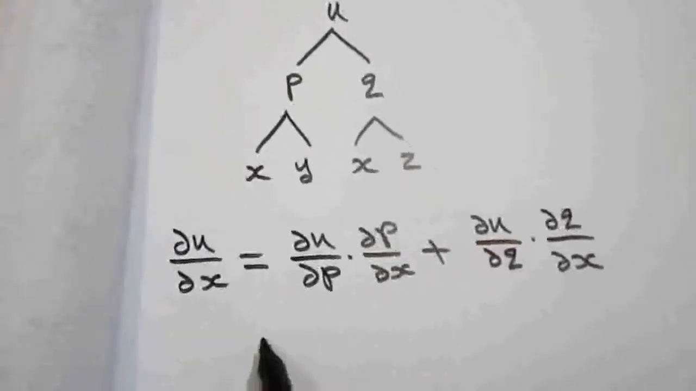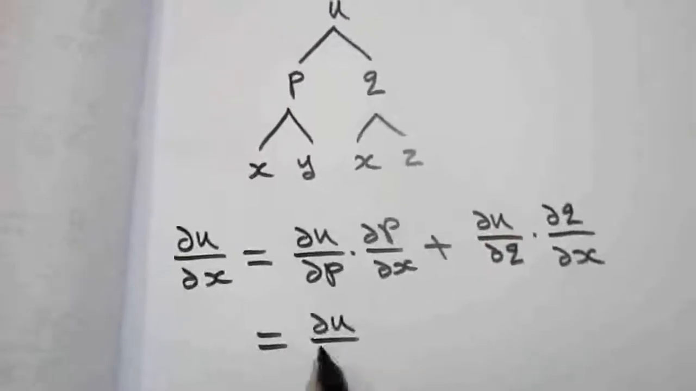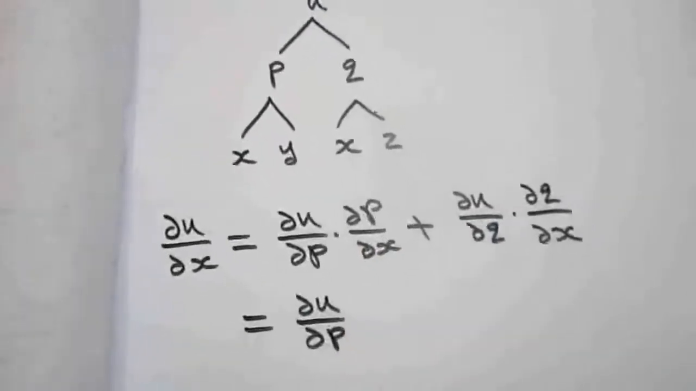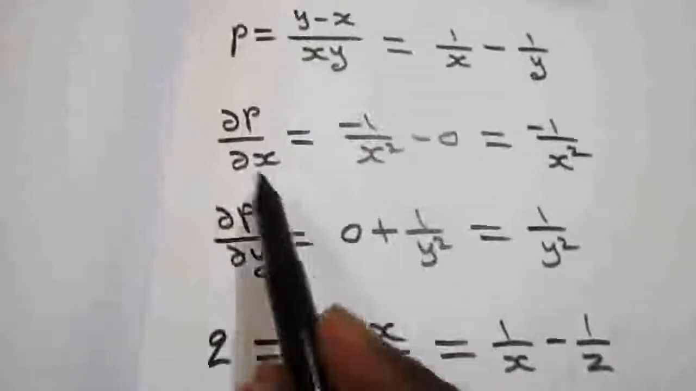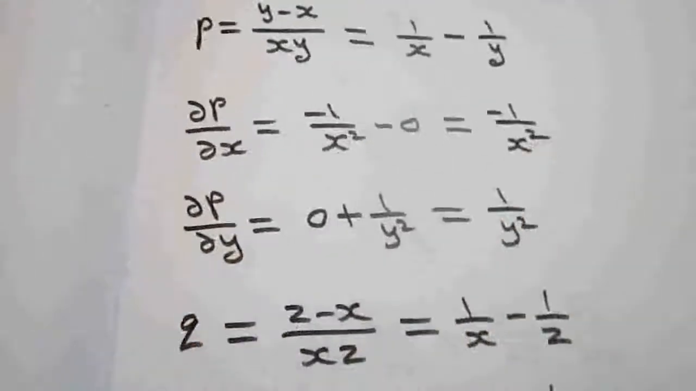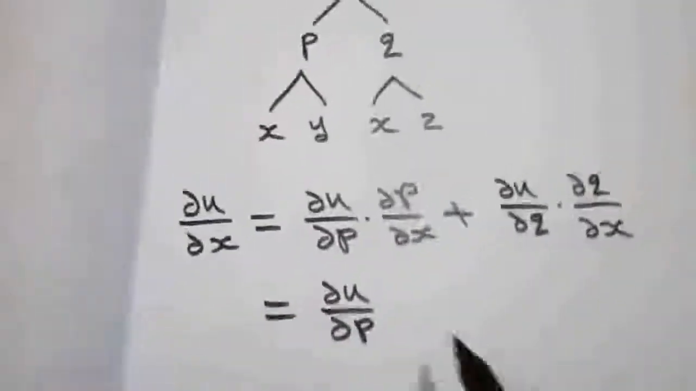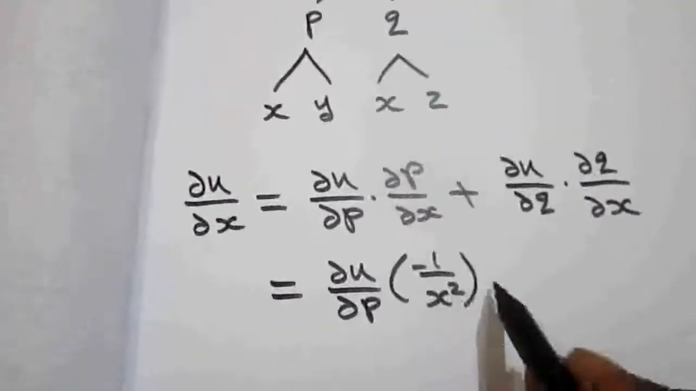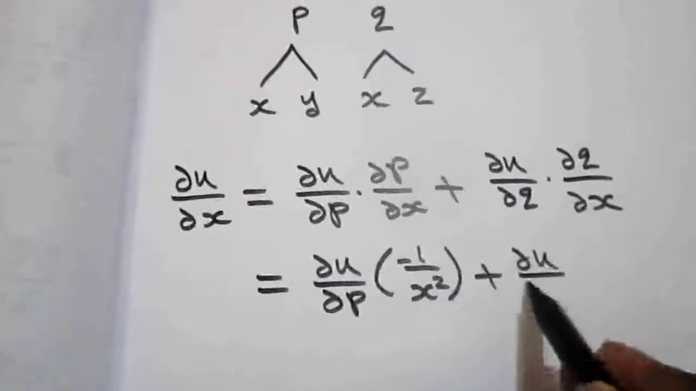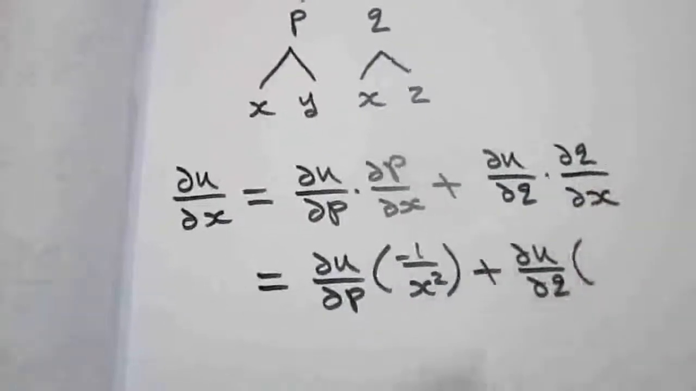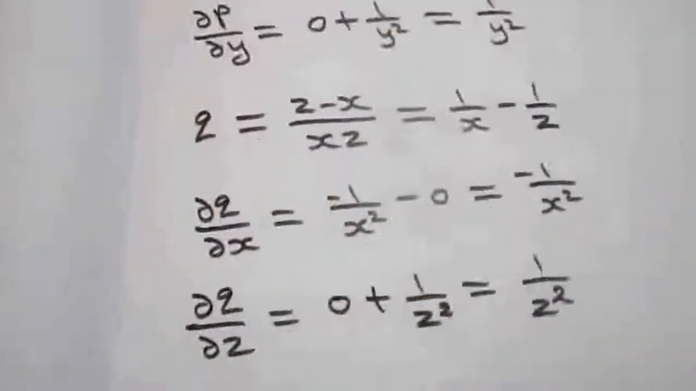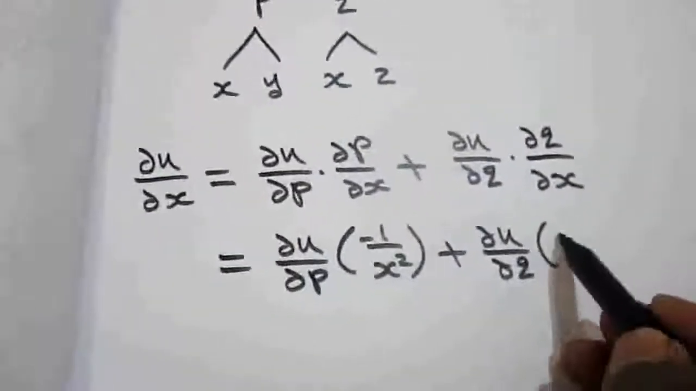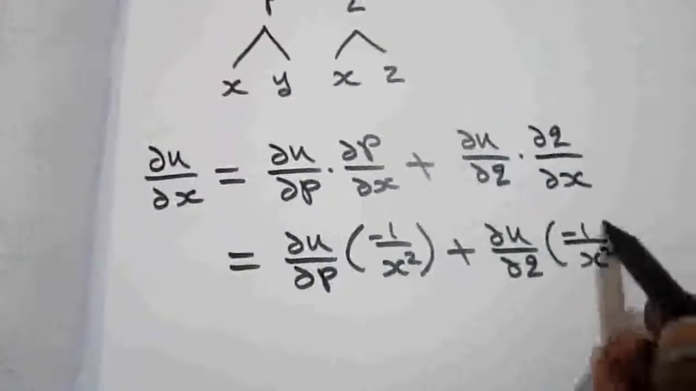Okay, and now next ∂u/∂p into ∂p/∂x. Already we found ∂p/∂x. What is ∂p/∂x? ∂p/∂x is minus 1 by x square. So I am going to substitute ∂p/∂x is minus 1 by x square, plus ∂u/∂q into ∂q/∂x. Already we found ∂q/∂x. The ∂q/∂x is minus 1 by x square.